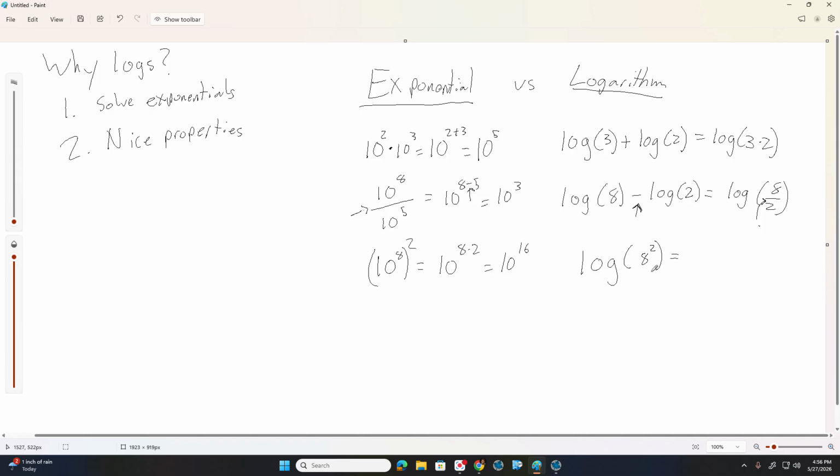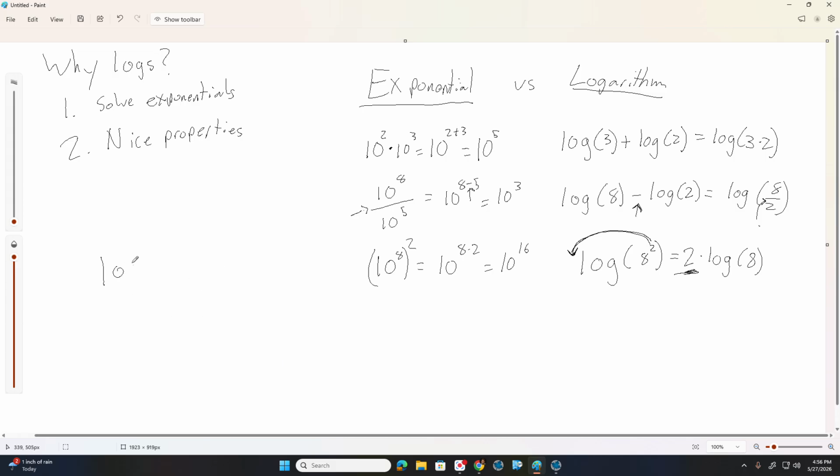The logarithm of 8 squared, we can actually pull this 2 right into the front and write 2 times the logarithm of 8. We can pull out exponents from inside logarithms as multiplication outside a logarithm.